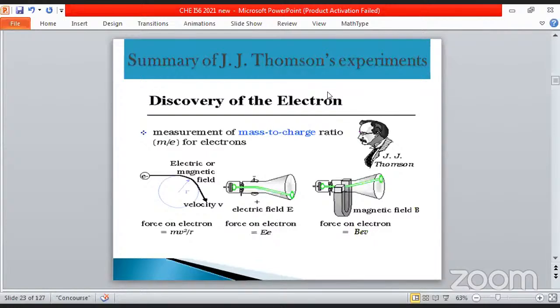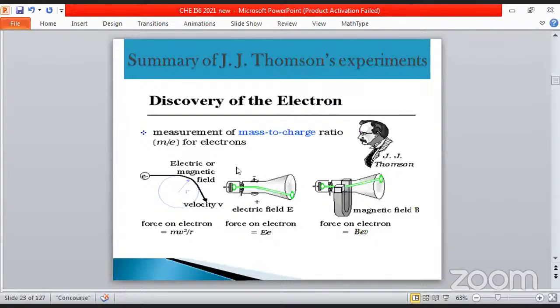Remember that these experiments were carried out in the 1890s, so the available resources or apparatus did not give room for actual measurement of the electron. This electron itself was not something that could be isolated at the time. So we measured the mass to charge ratio through J.J. Thomson's experiment. The summary is what you have on your screen.